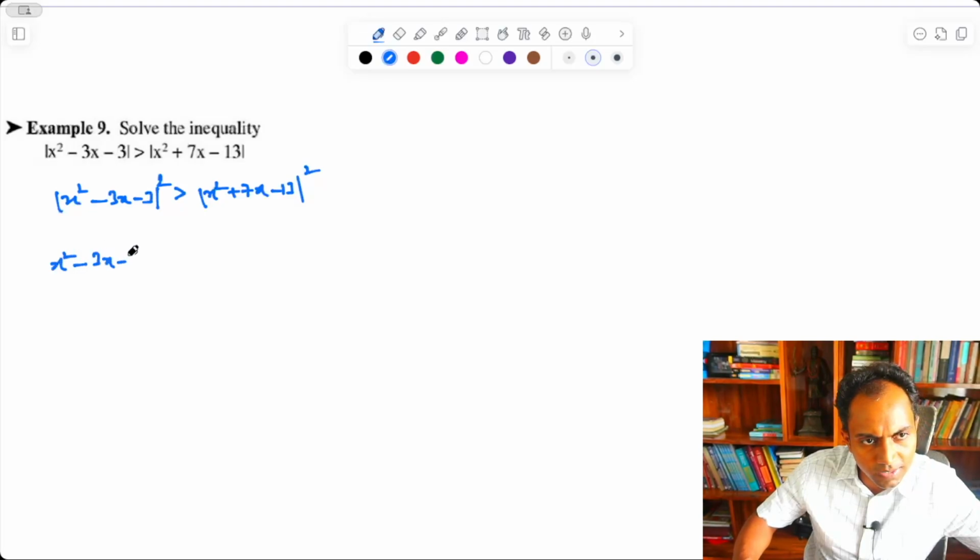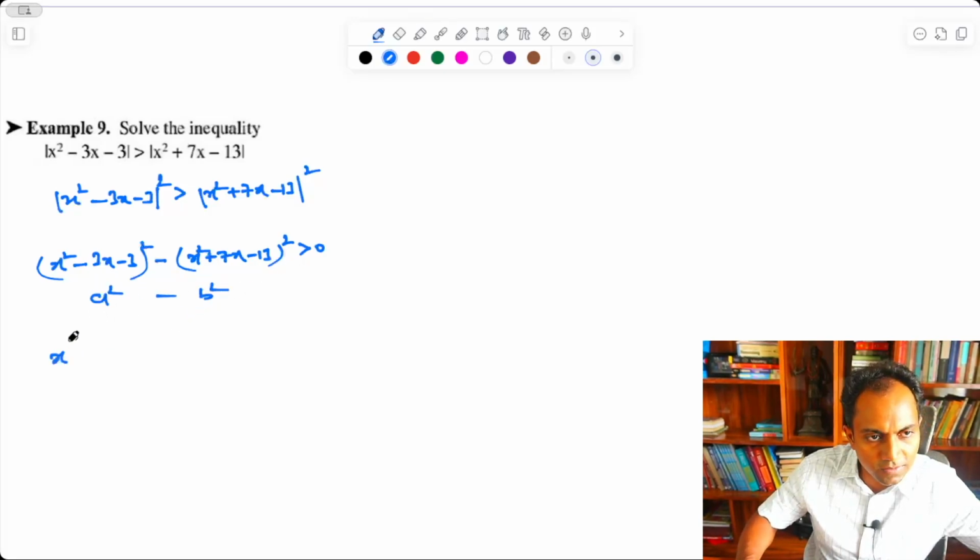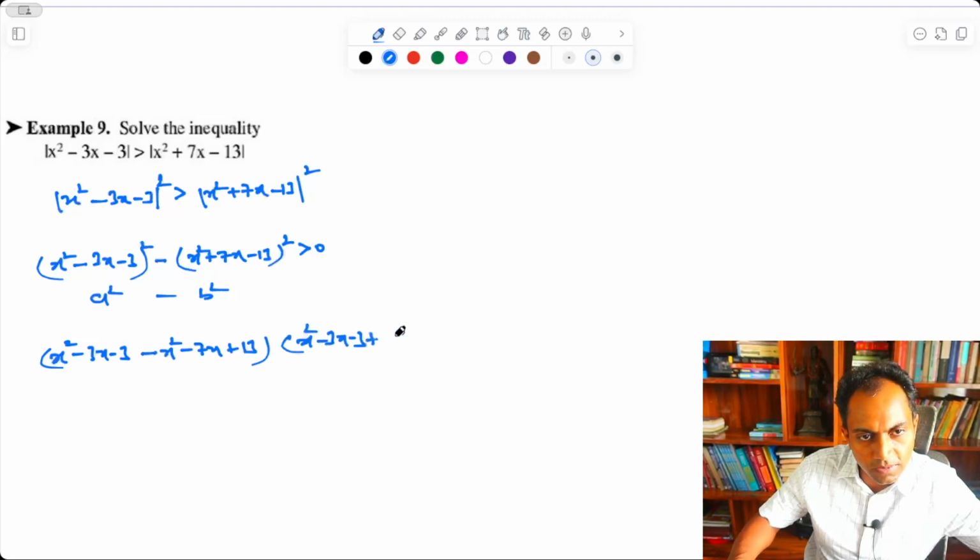So x square minus 3x minus 3 whole square minus x square plus 7x minus 13 whole square is greater than 0. Again the a square minus b square formula we can apply. As a result, the first part, x square minus 3x minus 3 minus x square minus 7x plus 13, will come. The second term will become x square minus 3x minus 3 plus x square plus 7x minus 13, greater than 0. So this cancels out and this becomes minus 10x plus 10.